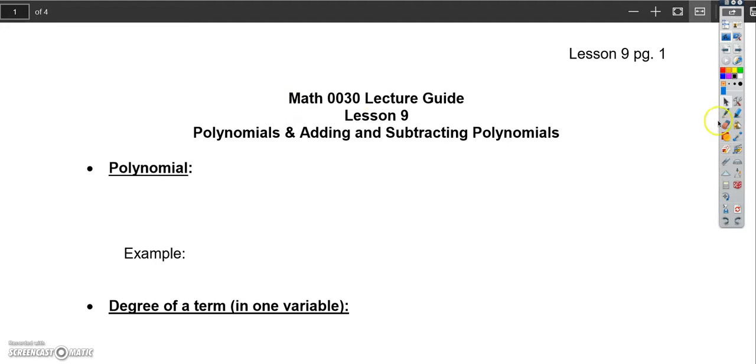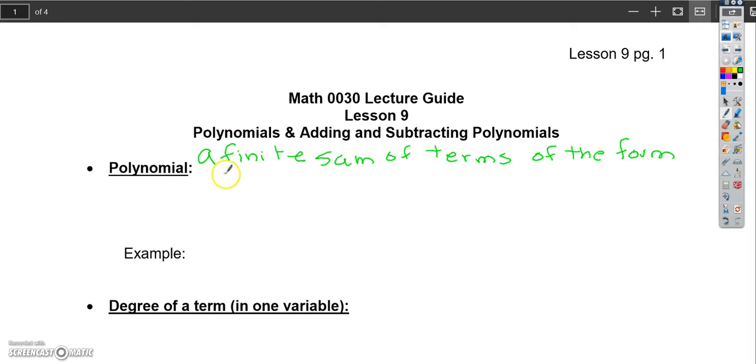So this is lesson 9, polynomials, adding and subtracting polynomials. The definition for polynomial is a finite sum of terms of the form a x to the n.